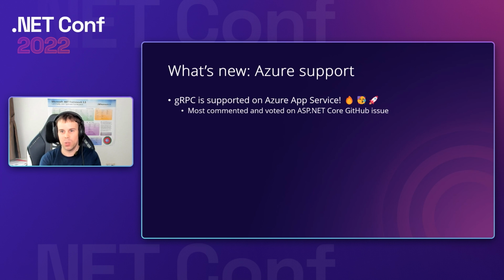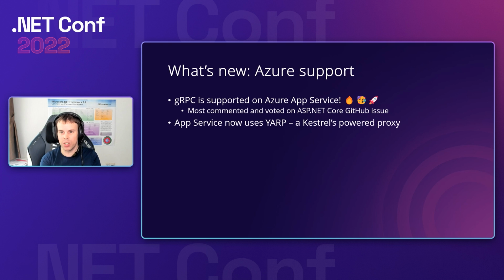All right, finally, I'd like to talk about gRPC in Azure. I'm happy to say gRPC is now fully supported on Azure App Service. This request was ASP.NET Core's most commented on and voted on issue, and it's great to be able to get that done and mark it as closed.